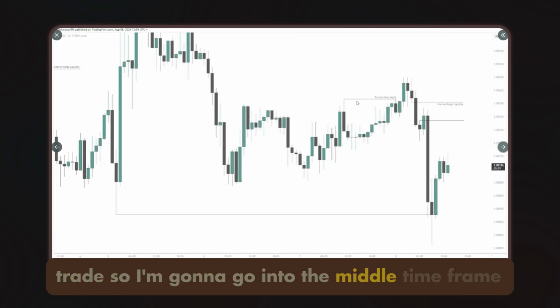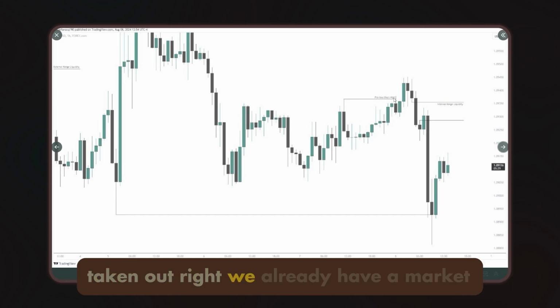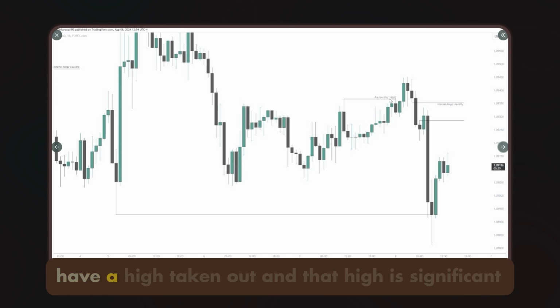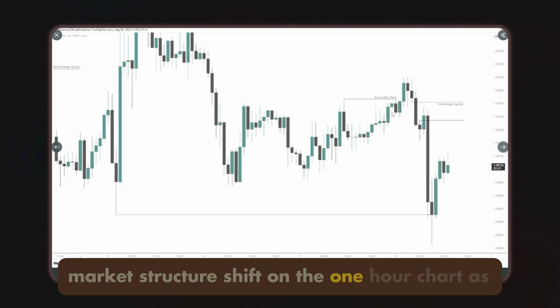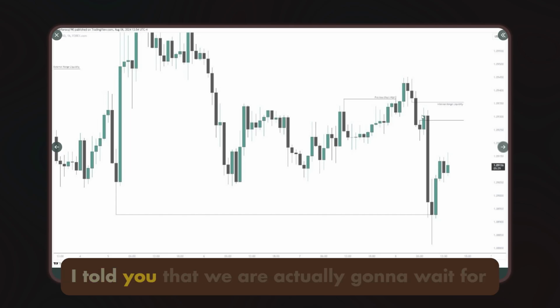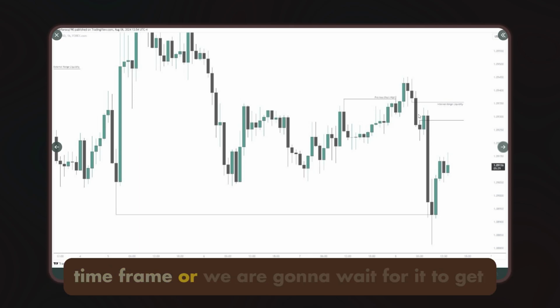So I'm going to go into the middle time frame. Now on the middle time frame, we see a high is taken out. We already have a market structure shift above here, and we have a high taken out, and that high is significant. It's the previous day's high. Then we have a market structure shift on the 1 hour chart as well, and we are at internal range liquidity. So as I told you, we are actually going to wait for price to either take out the high on the middle time frame to look for an opportunity on the low time frame, or we are going to wait for it to get into the internal range liquidity and look for an entry there.